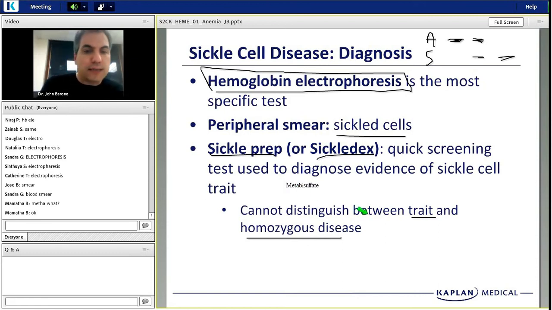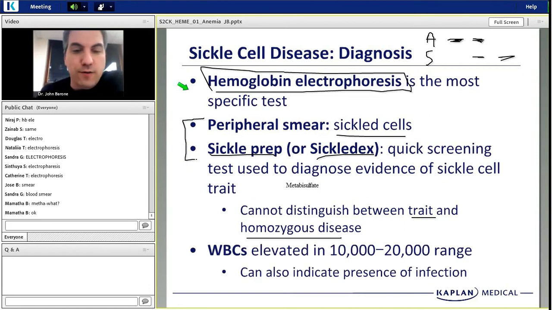Metabisulfate will suck the oxygen away, and then the cells will sickle. So this is a good screening test. We often start with the blood smear, or if I don't see it on the blood smear, you'll do a sickle prep to make the cells sickle. So this is my first test, but it's not specific. The specific test is the electrophoresis, and that will confirm it. Okay, so sickle prep first, then hemoglobin electrophoresis.